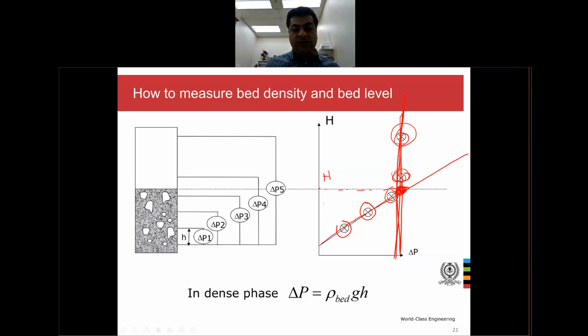By knowing the height of the reactor, since we know that delta P can also be calculated by the density of the bed, g, and the height of the bed, let me show you this H by this one. By obtaining this value, you can also obtain the density of the bed, because this is a very important parameter in fluidization, to have an idea what the density of the bed is.